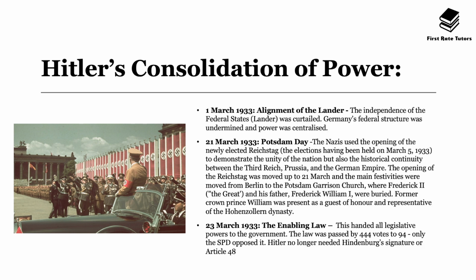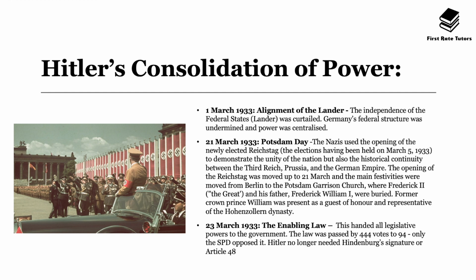On the 1st March 1933, there was the alignment of the Länder. So the independence of the federal states, which were known as the Länder, was curtailed, and Germany's federal structure was undermined and power was centralized to Hitler and the Nazi Party.